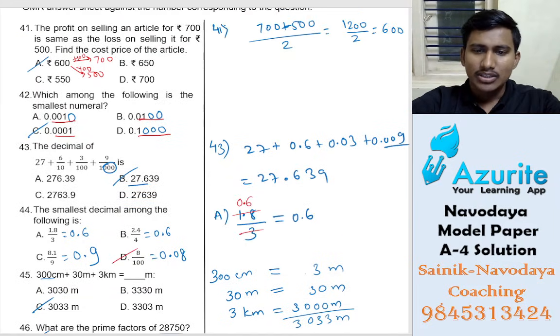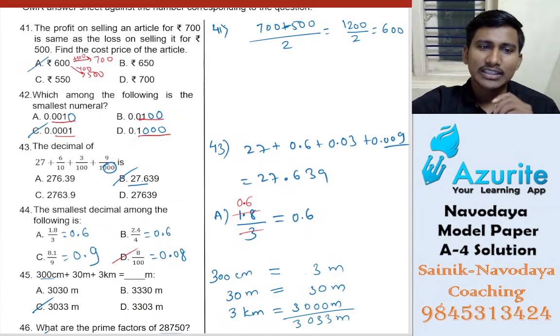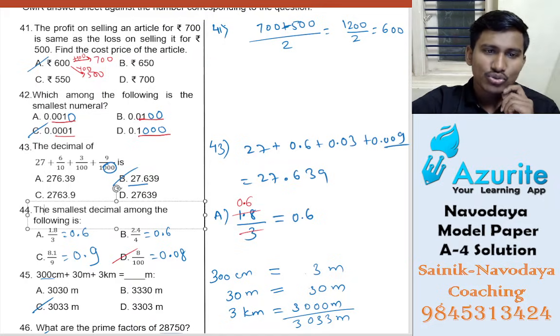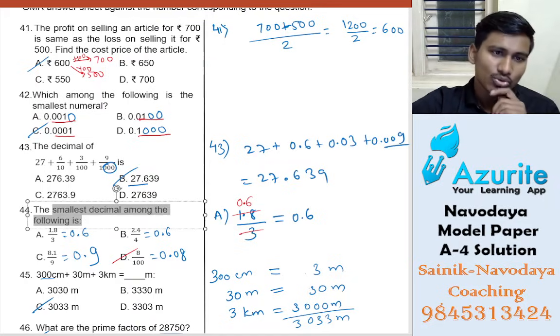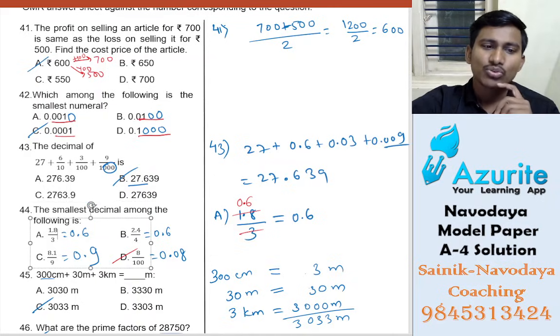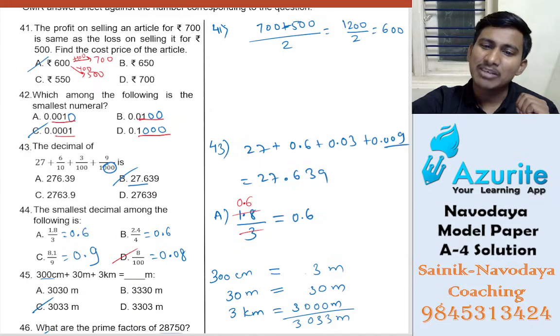Easy, very easy. So see here students, let us go to the next question. That is 44 question. So smallest decimal among the following. So we have to simplify first. So 1.8 divided by 3. So I have simplified option A, 1.8 divided by 3. So we know it is 18, 3 sixes are 18, which means 1 decimal place is there. If you give 1 decimal place, 0.6 will come.